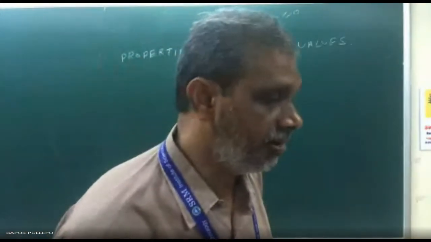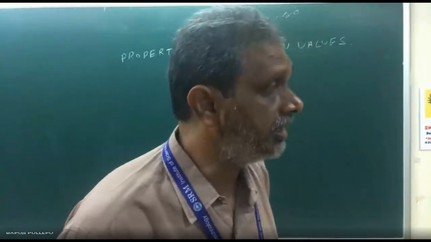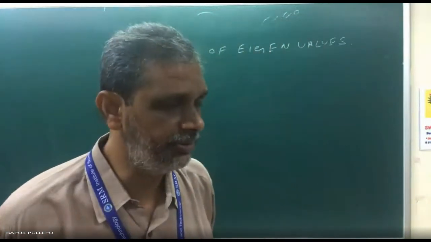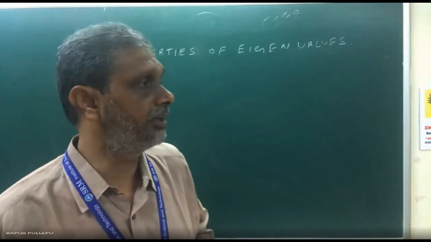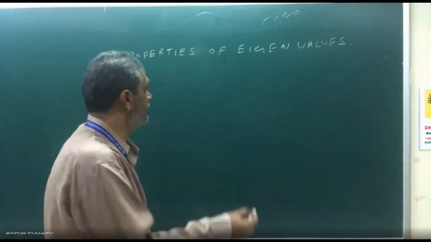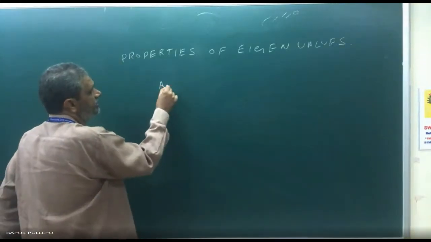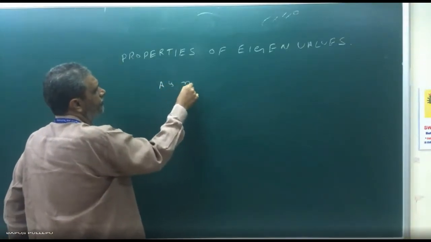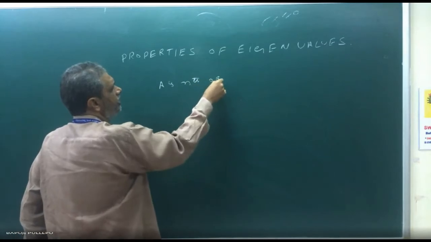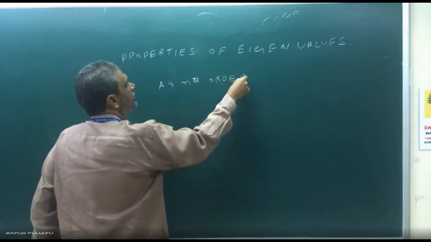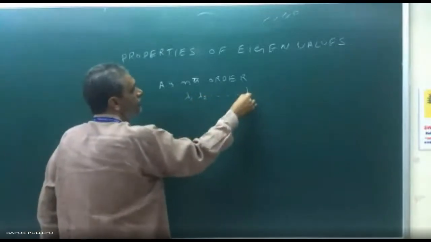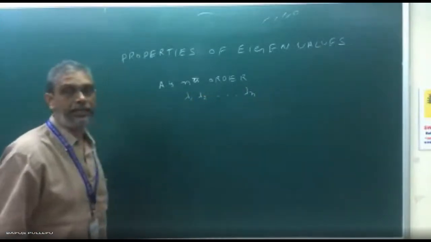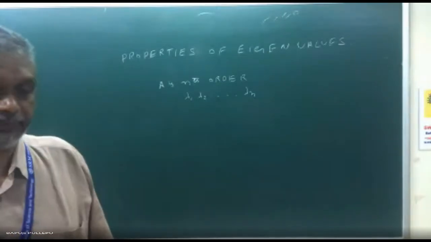Now generally I start with n by n, slowly I will reduce to 3 by 3. We only deal with 3 by 3. I don't want to confuse you with nth order. Suppose it is nth order, the matrix A will have eigenvalues lambda 1, lambda 2, and so on up to lambda n. N eigenvalues, correct?